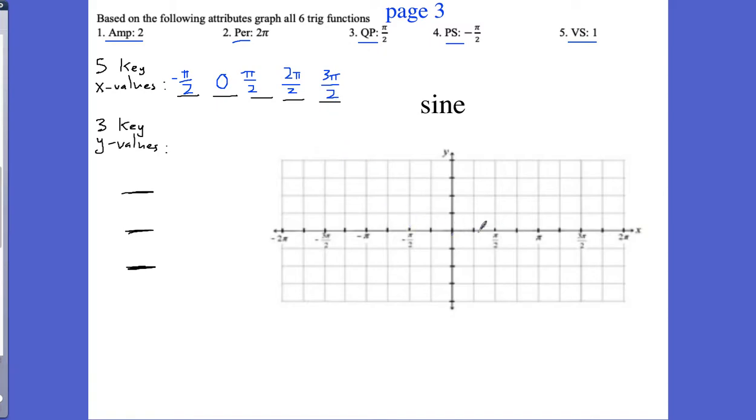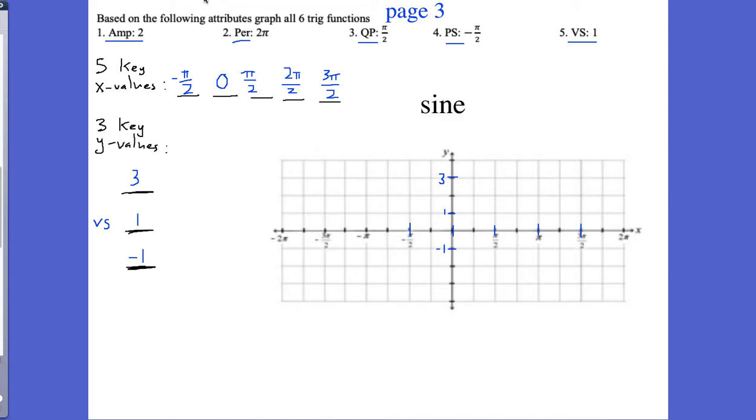Notice how those 5 x values appear on this graph at negative pi over 2, 0, pi over 2, pi, and 3 pi over 2. So those are our 5 key x values. Our y values are generated by the middle one. The middle y value is our vertical shift. So our vertical shift here is 1. And then we go up and down the amplitude. So up 2 to 3, down 2 to negative 1. So our y values are up here at 3, right here at 1, and right here at negative 1. So we have those 3 y values.